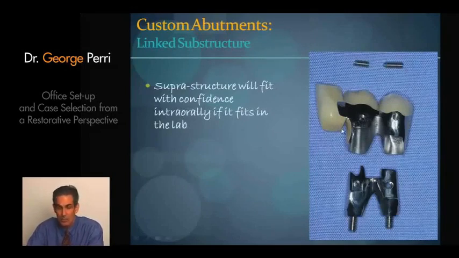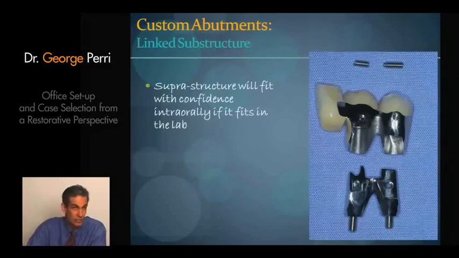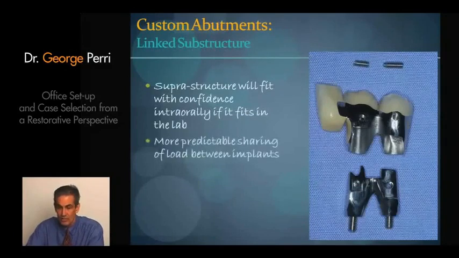The only limitation might be a pontic that presses on soft tissue, and if you have trouble intraorally seating it all the way because of that pressure, you may have difficulty getting the restoration seated. But you should know that and then take appropriate steps to get that pontic area seated. So I like the linked substructures because I know if that linked substructure is fitting accurately against the implants, I'm sharing the load more predictably. I don't have to wonder if I have an accurate fit of the restoration.